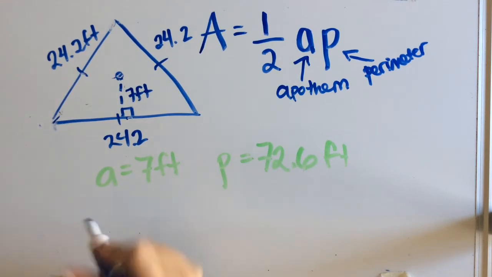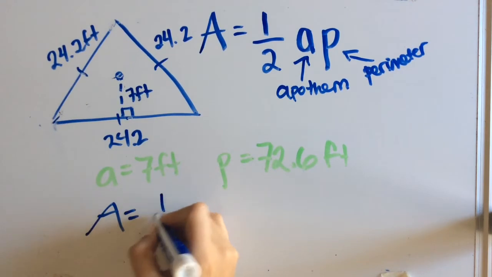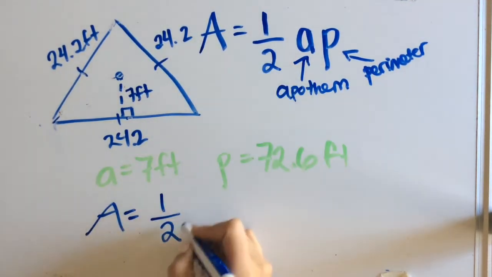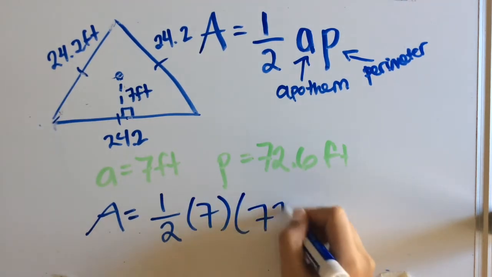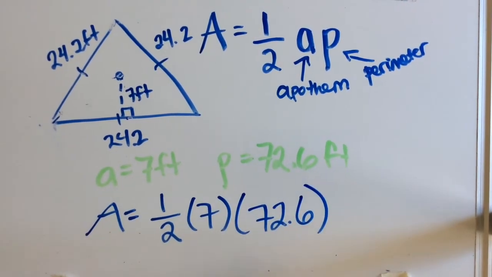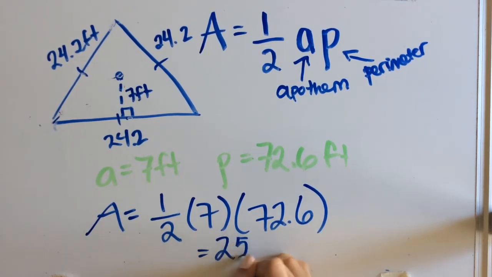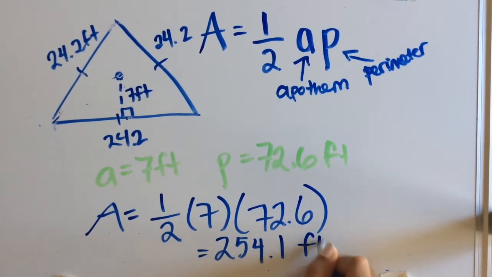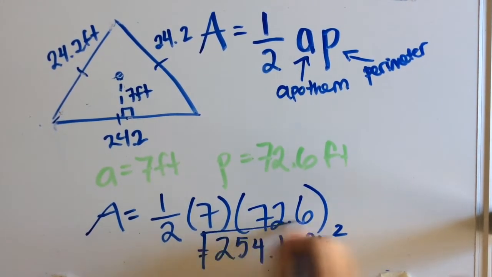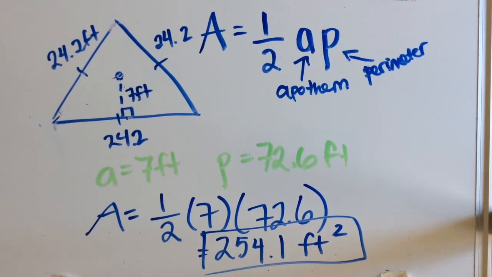So the area of this regular polygon, this triangle, this equilateral triangle, is 1/2 times the apothem, which is 7, times the perimeter, which is 72.6. Easy. I just plug that into my calculator, and I end up getting 254.1 feet squared, right? Because it's area, it's feet squared.